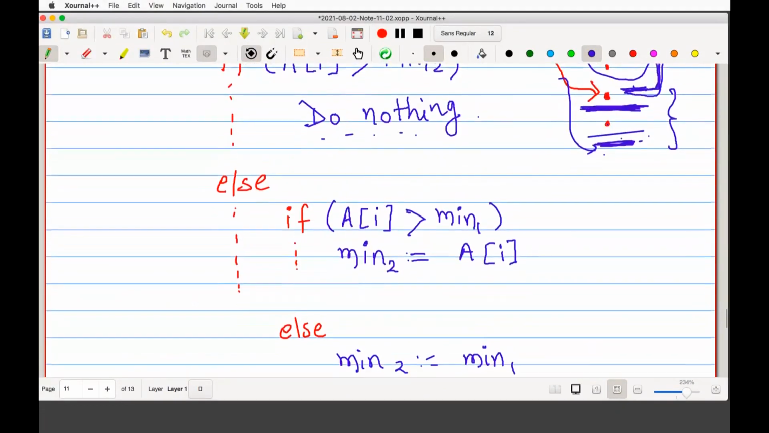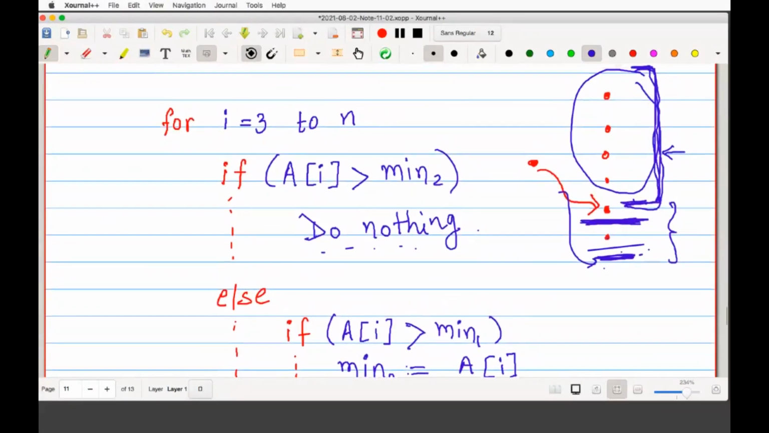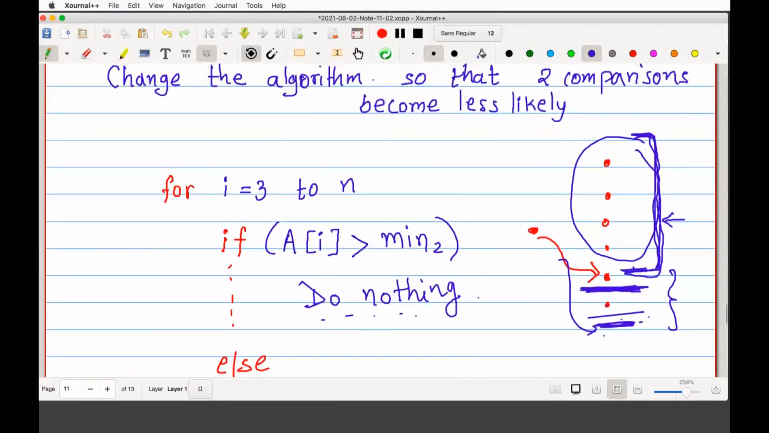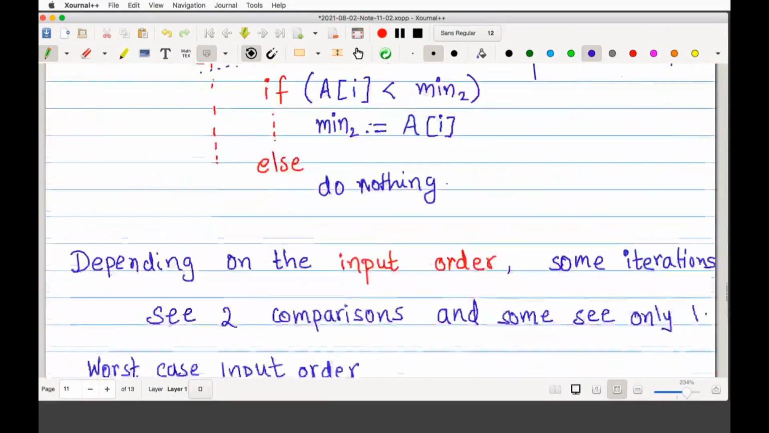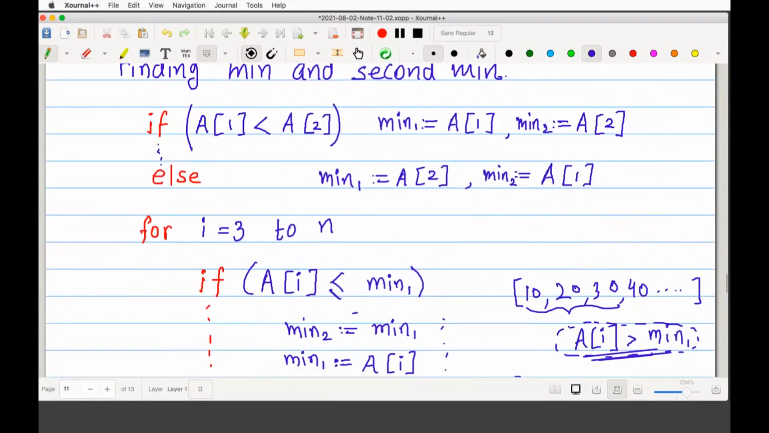Sir, I am worried about the initialization of min1 and min2. Okay, so initialization is the same, right? I did not write the initialization here, but it should be the same as what we did here. Just compare element 1 and 2 and update min1 and min2 accordingly, right? That's what you do to initialize. So what if A2 is the biggest element in the array?